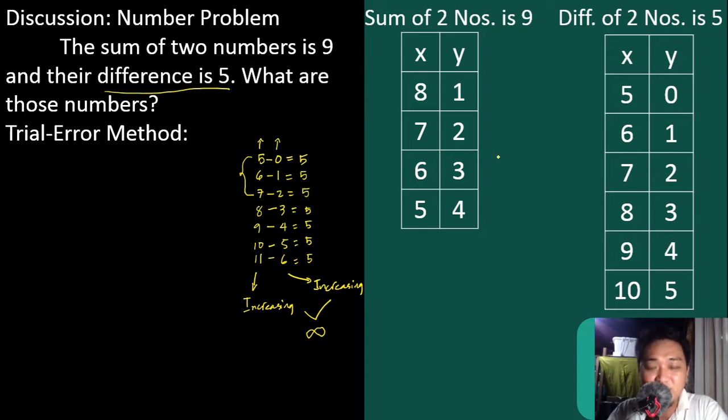But before natin ipakita sa inyo yung graph, dito pa lang sa table na to, makikita na agad natin yung sagot sa problem. Meaning, kung saan sila nagkapareho. Yan, 7, 2. Which is unique, di ba? Unique sa dalawang table na to. Parang magkasundo sila sa ordered pair na to, 7 and 2.